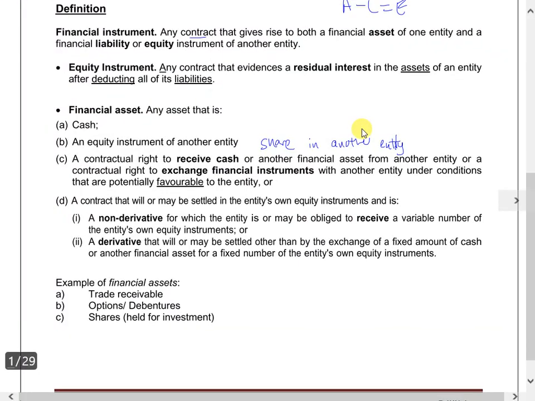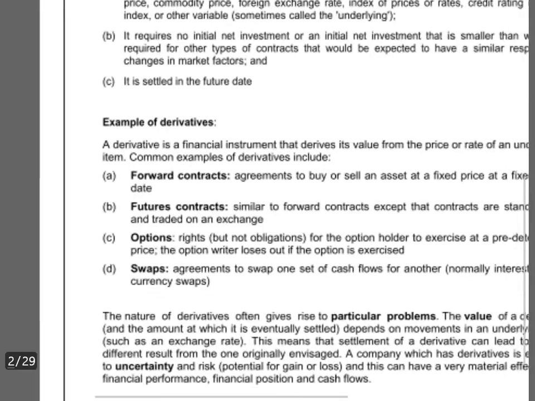And D, a contract that will or may settle with the entity's own equity instrument. I'm going to issue my own instrument, and it's non-derivative. And you can see part 2, that is derivative. So derivative, we will not touch in this level. But if you want to know what is derivative, it is the next page.